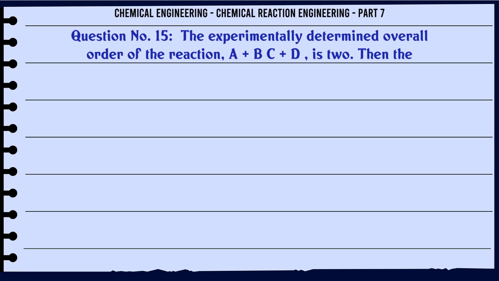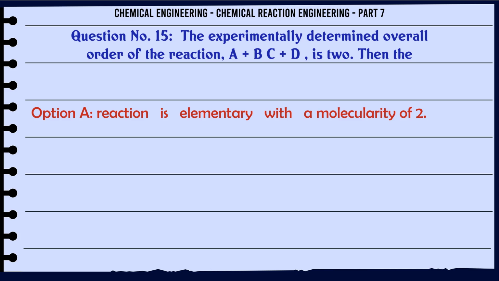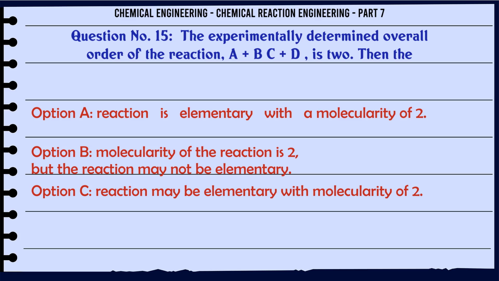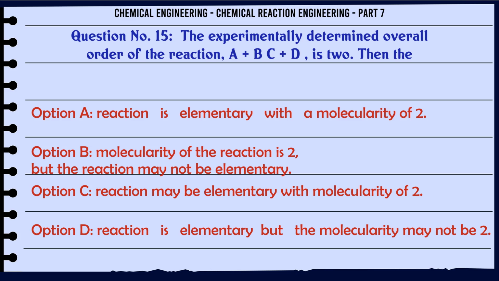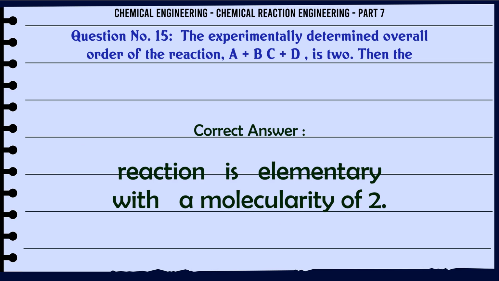The experimentally determined overall order of the reaction is 2. Then, A: the reaction is elementary with a molecularity of 2. B: molecularity of the reaction is 2 but the reaction may not be elementary. C: reaction may be elementary with molecularity of 2. D: reaction is elementary but the molecularity may not be 2. The correct answer is: reaction is elementary with a molecularity of 2.